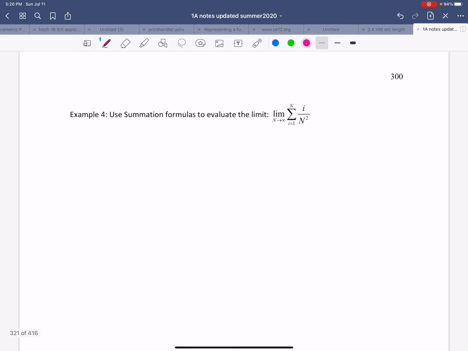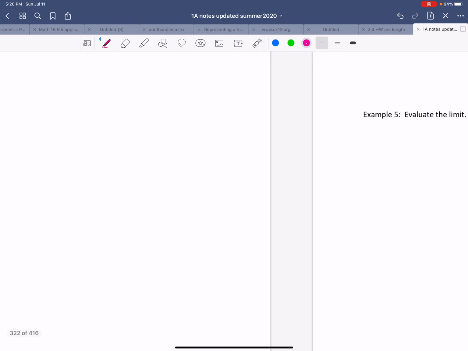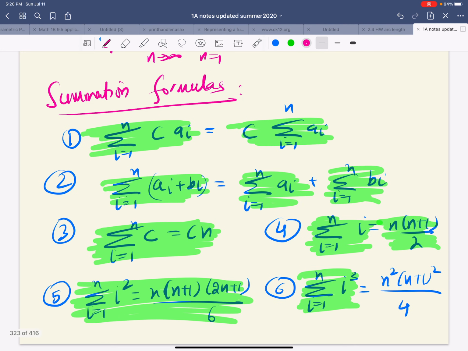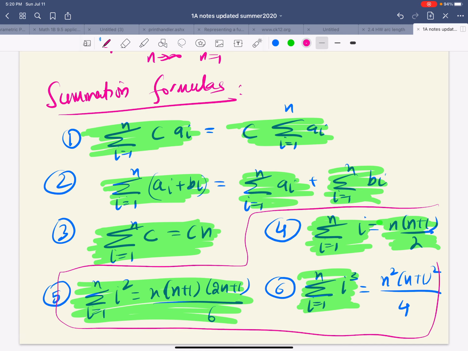Next, use the summation formulas to evaluate the limit. So remember the formulas that we just talked about. Memorize these formulas. We will be using these over and over. They will be used a lot when we are evaluating the limit of a Riemann sum.